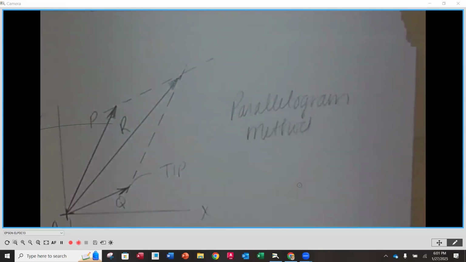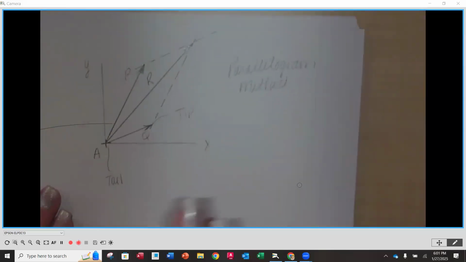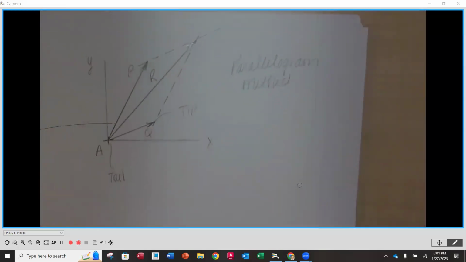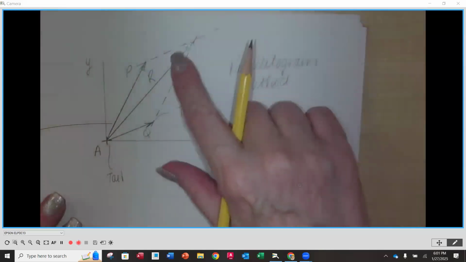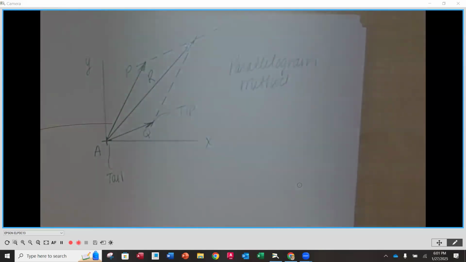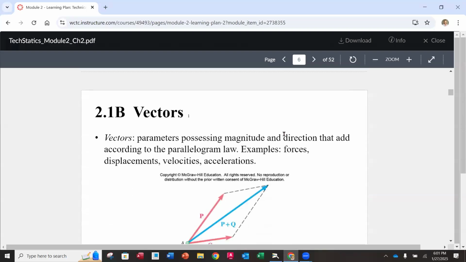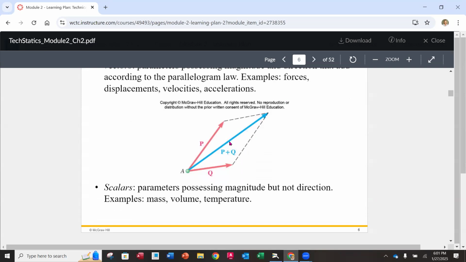And this is considered a graphical method to determine a resultant. And a resultant, as we know, is going to be the one force. So this R is the one force that would replace the two individual forces and have the same net effect on the body. Okay? Right. So that's what we see here.